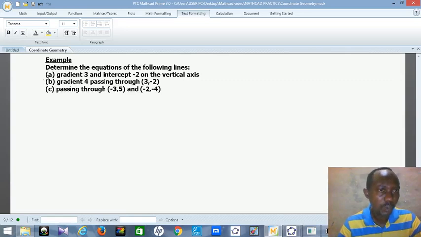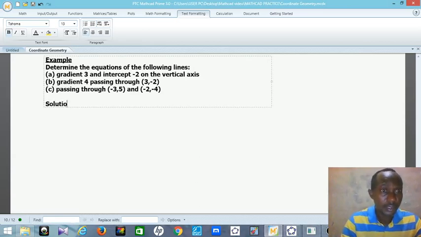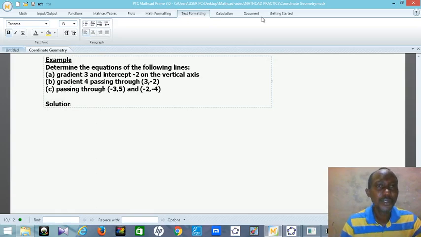But the first one here gave a gradient and an intercept of -2 on the vertical axis, and you know that vertical axis is the same thing as y-axis. So since gradient is given and y-intercept is given, you can use any of those equations that you know will fit this question. You can use them and you get your answer.